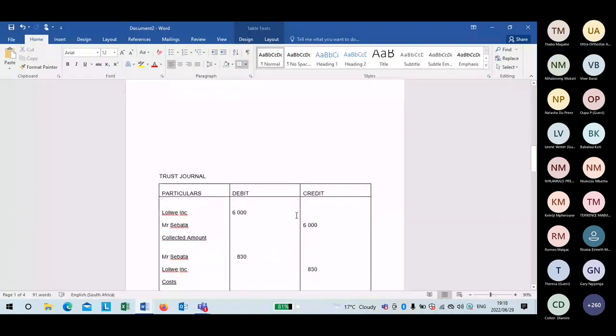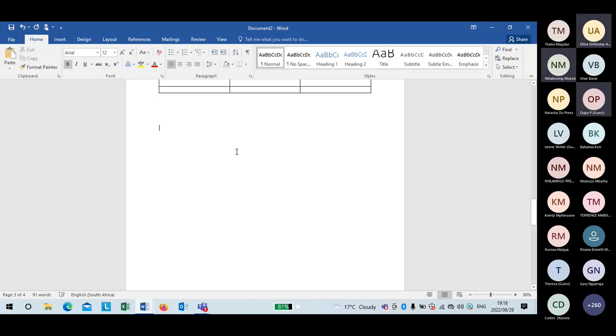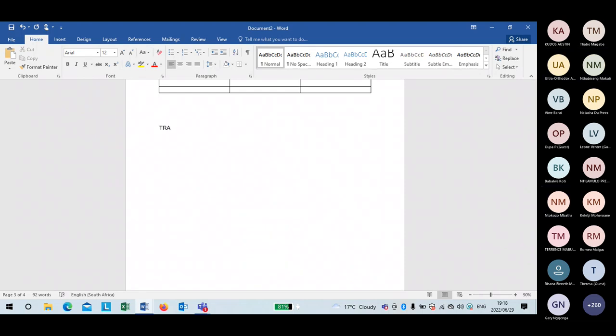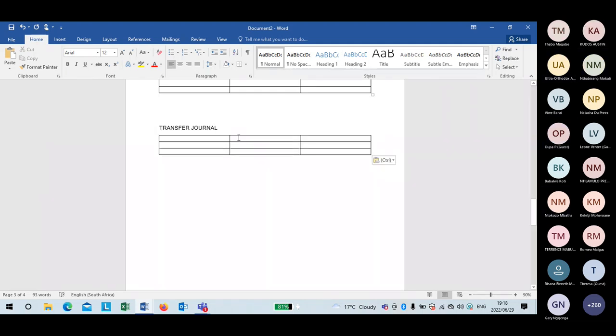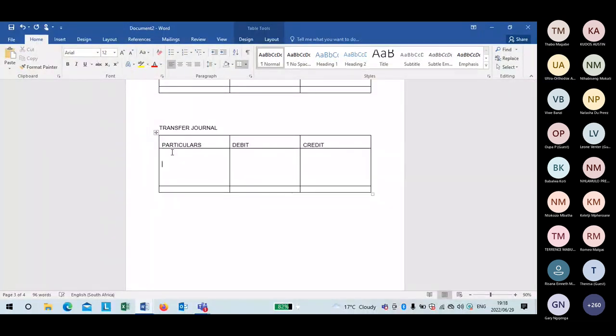So do we all agree that we proceed to the transfer journal? Yes. Right. Let's deal with the transfer journal. Particulars, debit, credit. Under particulars, what do we say? Debit Lollyware in trust.